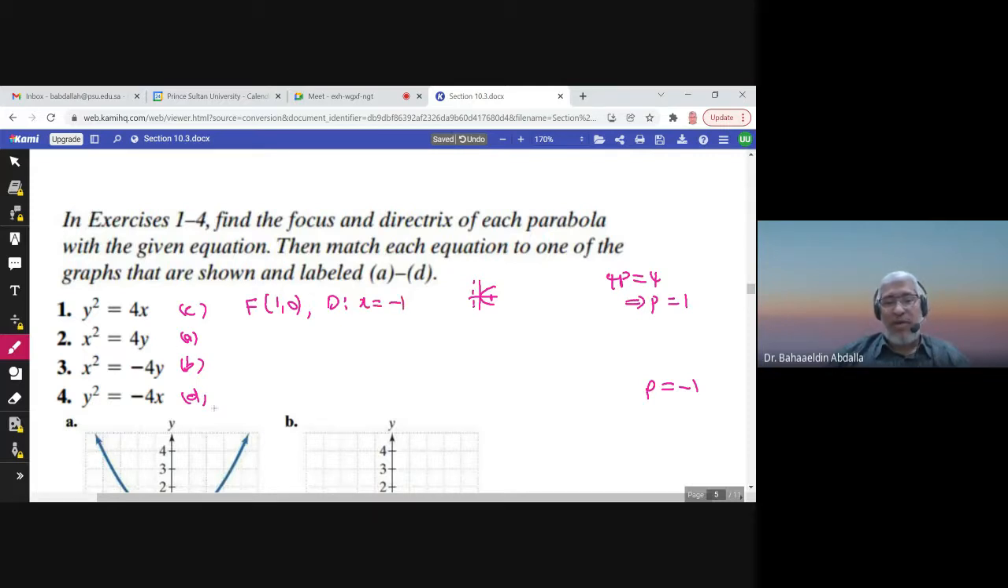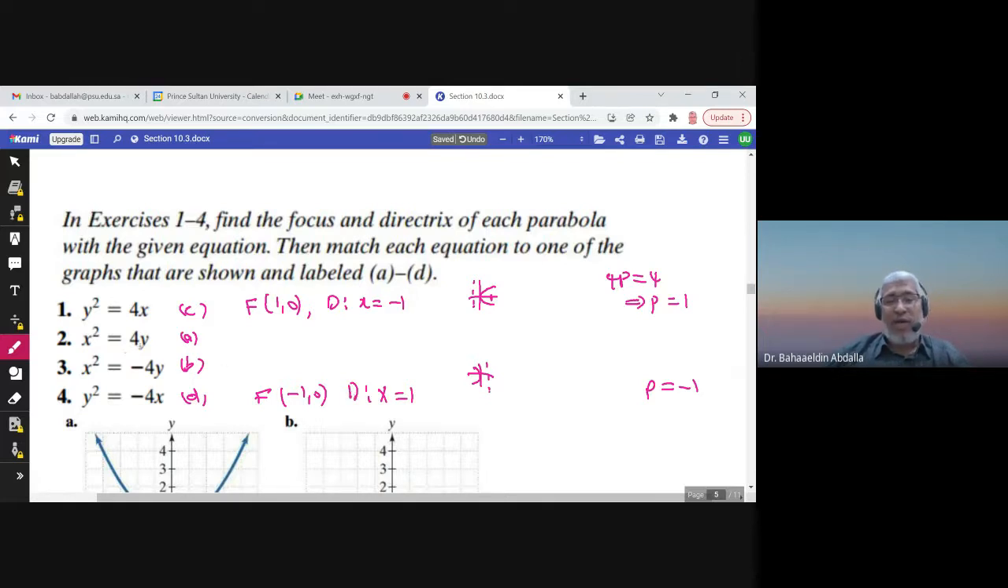While here, -4, the graph opens to the left. So the focus here in number 4 has coordinates p and 0 also, but p is -1, so -1 and 0, and the directrix is x equals 1 because it's to the right of the y-axis.